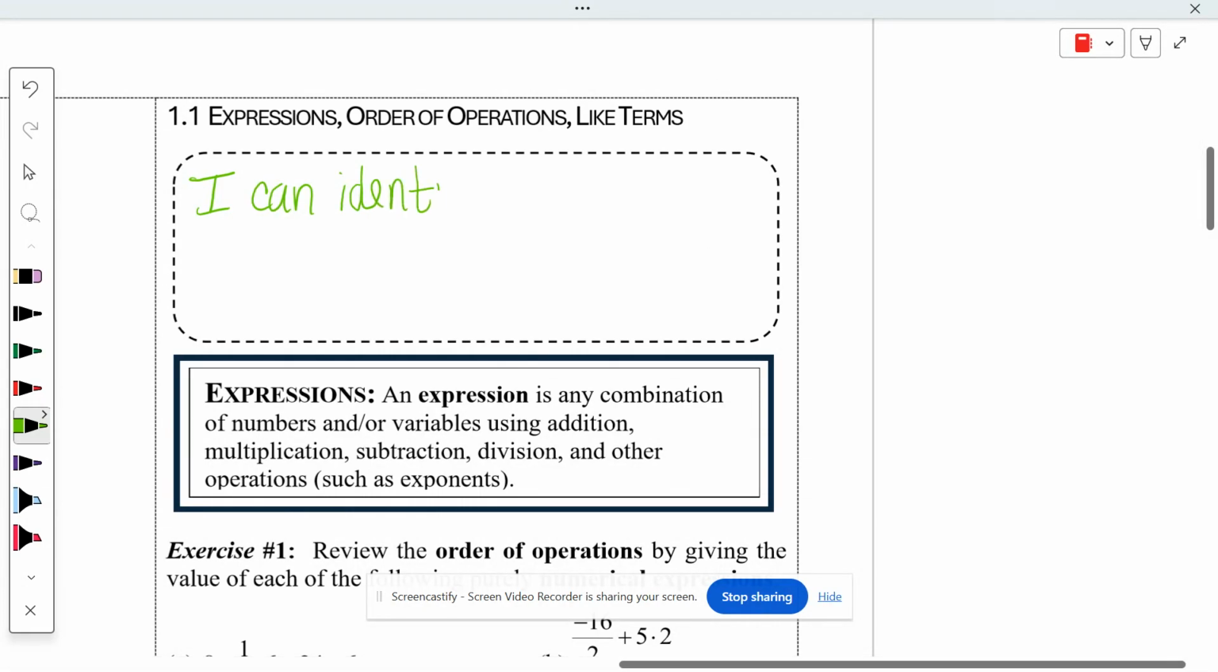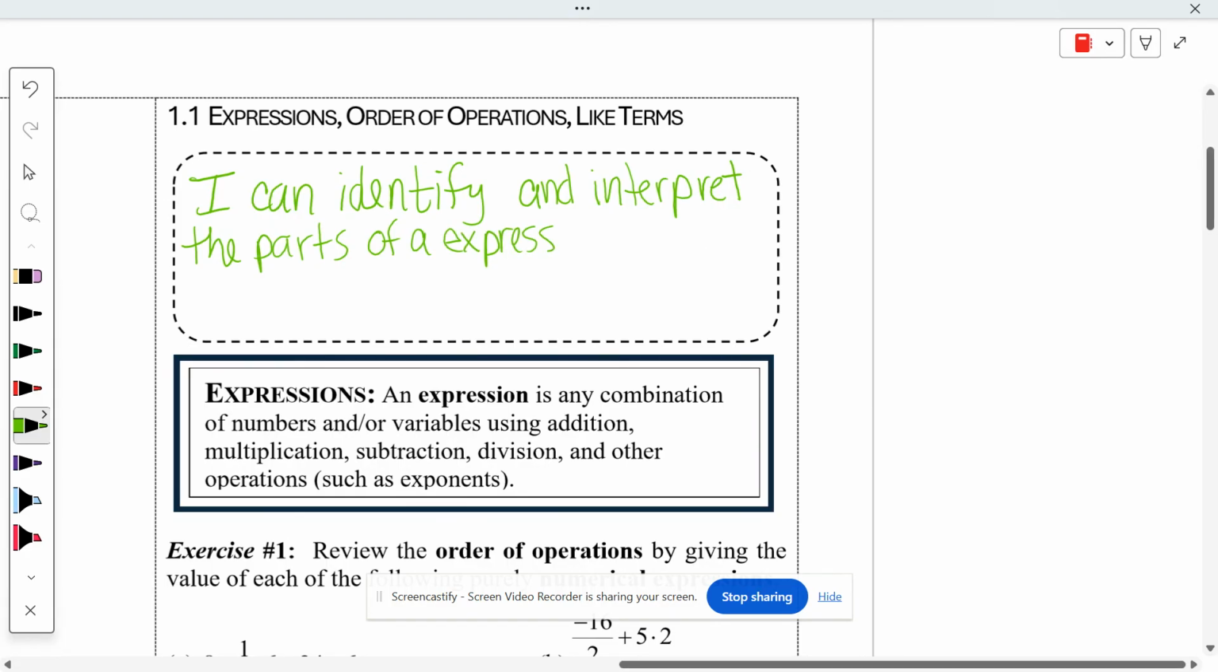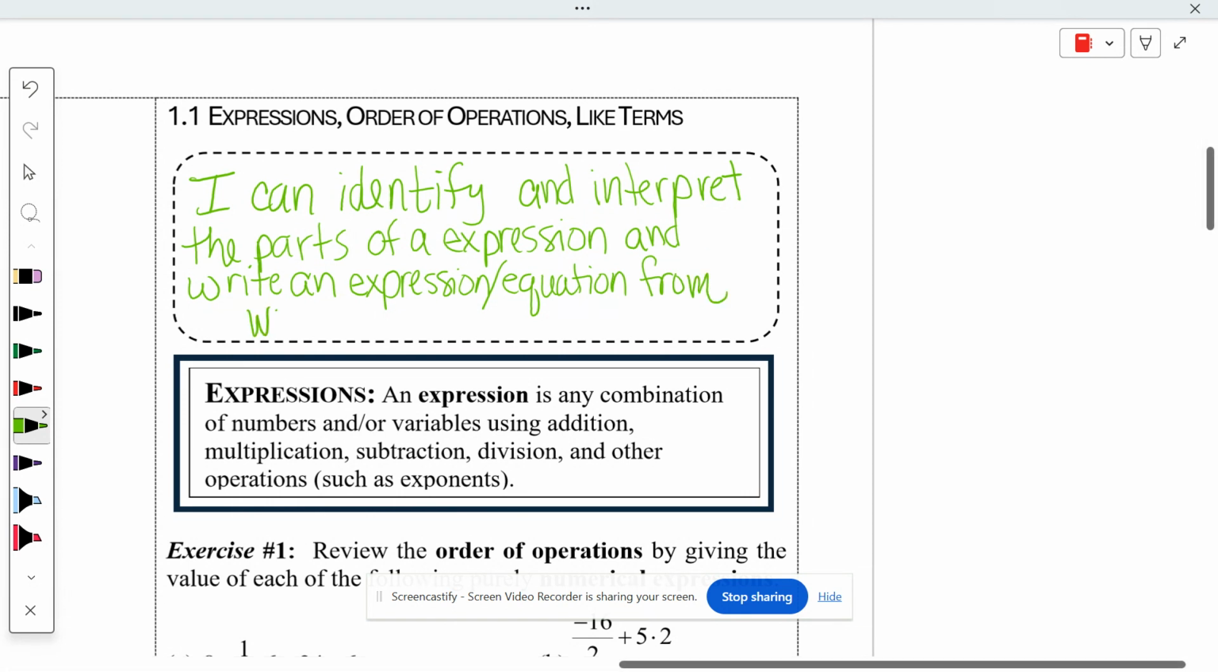identify and interpret the parts of an expression and I can write an expression / equation from word statements.